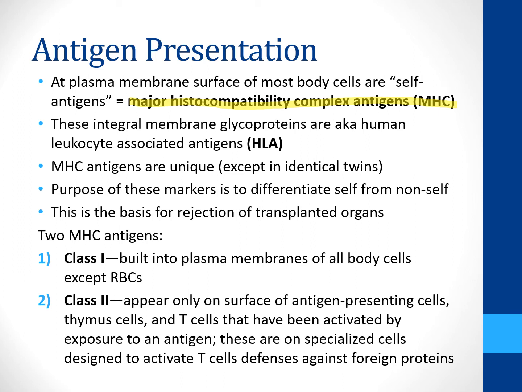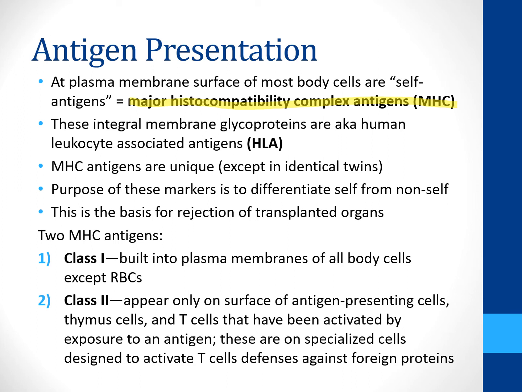cells within the body. The MHC antigens are unique to each individual, except in identical twins, who would have identical MHC antigens. The purpose of these markers is to differentiate self, or what's normal, from non-self. So an empty MHC protein is going to look normal, but it can also pick up pieces of a pathogen that have been engulfed by that cell and present that pathogen on its cell membrane.